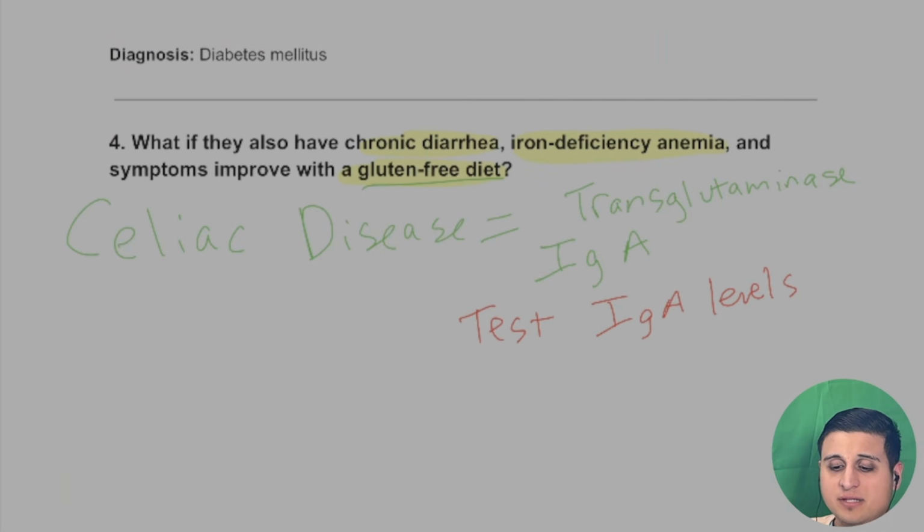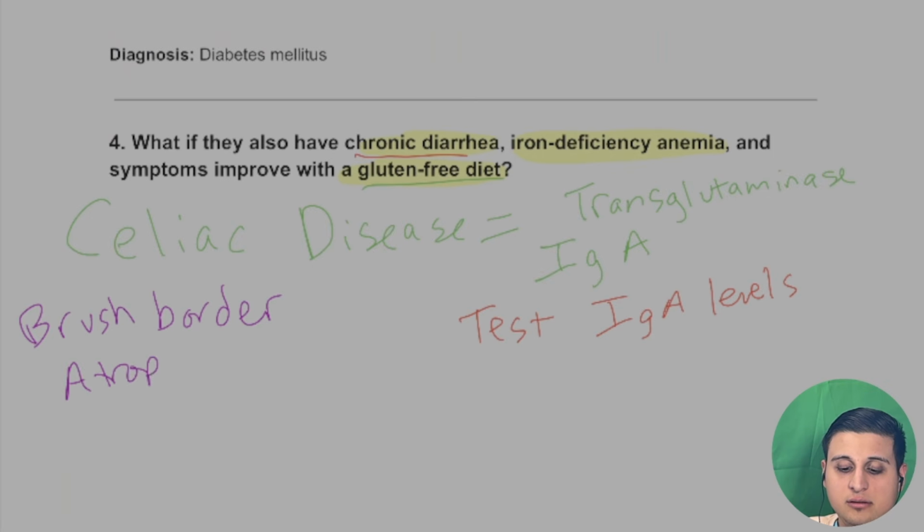Why do we have these symptoms? Chronic diarrhea. Well, it's essentially an osmotic diarrhea, right? We're not able to take in any of this gluten that is inside of our GI tract, right? And typically, this is what we would call a brush border enzyme deficiency or brush border atrophic villi, right?